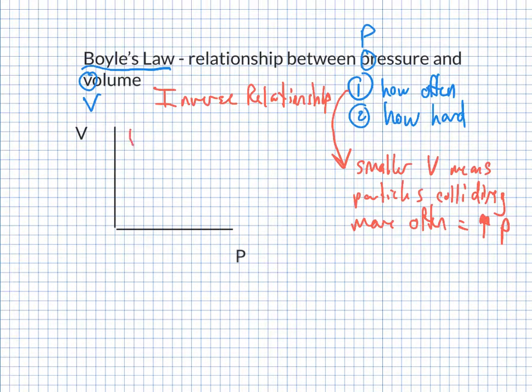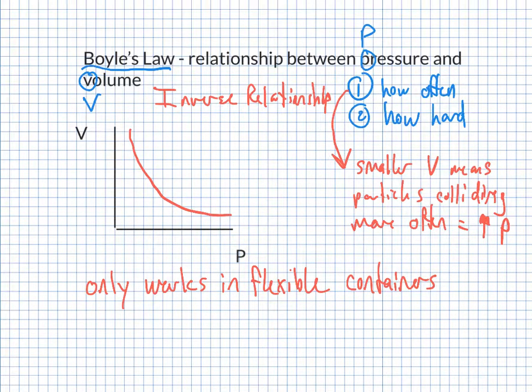So these are going to make a graph that looks something like this. It's sloping downwards. The other thing to remember about Boyle's law is it only works in flexible containers, right? The volume has to be able to change. If it can't change, then Boyle's law is not going to be in effect. So we're looking at things like balloons, things with a piston in them. You'll see things with syringes. They also have that plunger, which acts like a piston that can move back and forth.